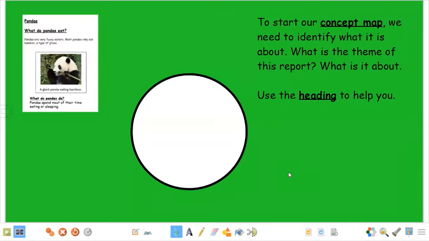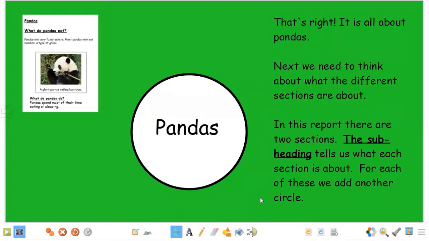Right. So to start our concept map, we need to identify what is it about. What is the theme or the topic of this report? Now, the easiest thing to do is look at the report on the left-hand side and use the heading to help you. That's right. The report was all about pandas, so our concept map will still be all about pandas.